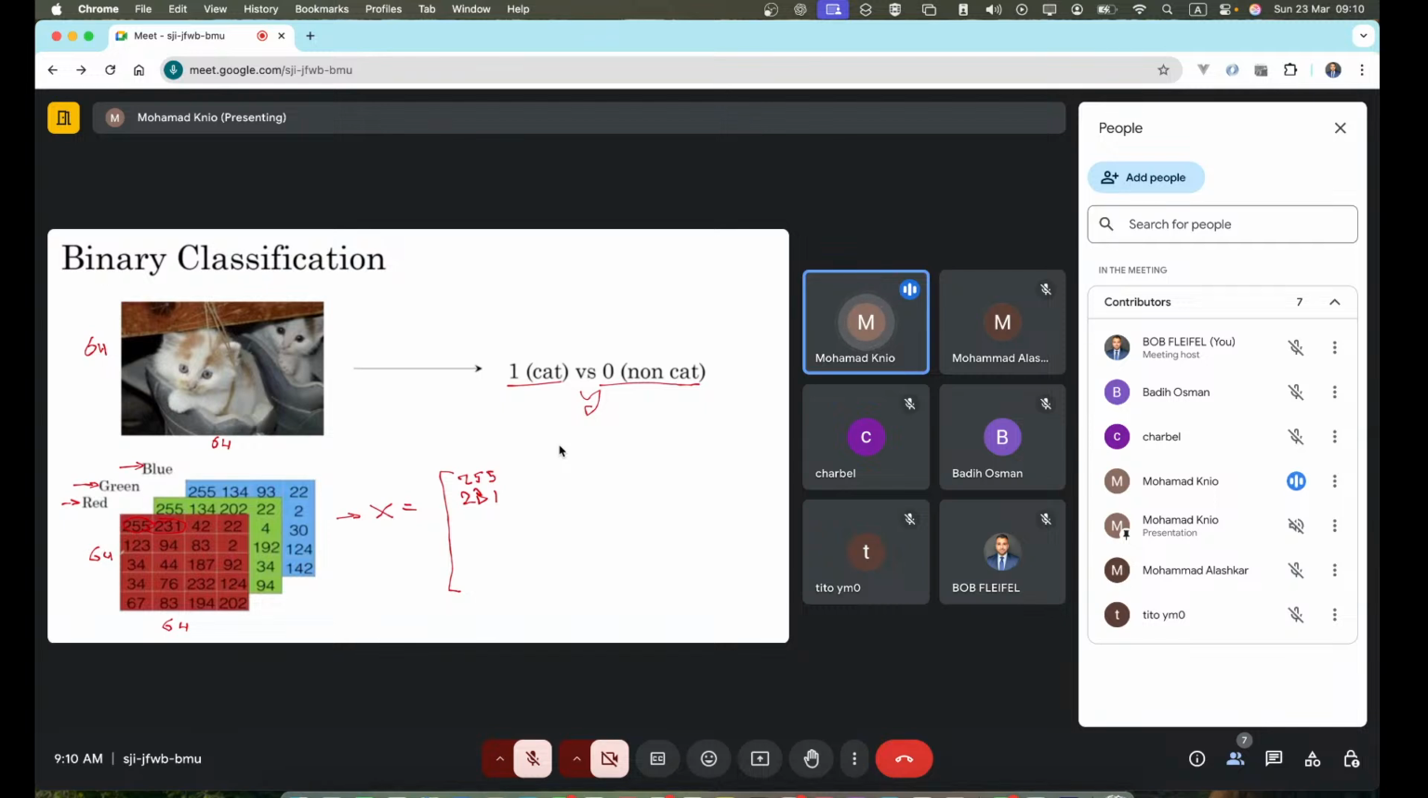This is not a 64 by 64, but imagine it is a 64 by 64. And go down until 202, and then it would go again to 255 again to go for the green matrix. 255, 134, and so on. Okay, and we would have around 64 by 64, 64 by 64 three times. So these are 64 by 64 numbers, and we have it three times.